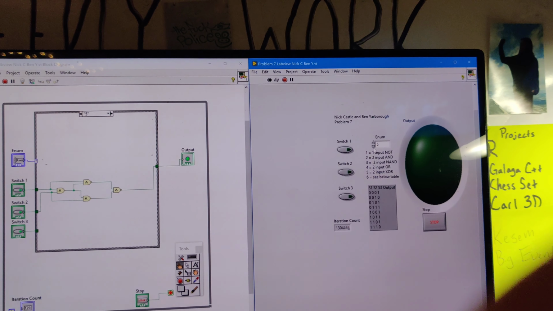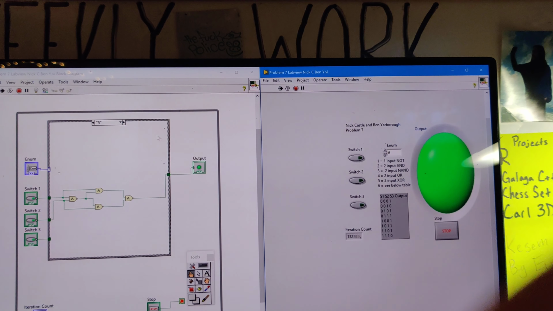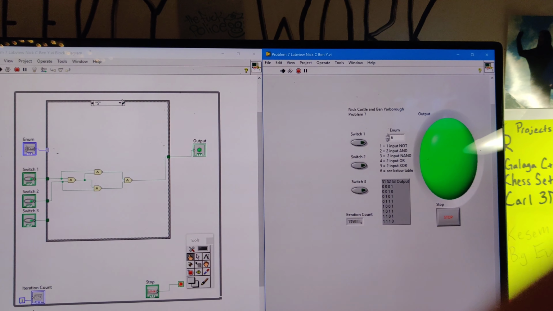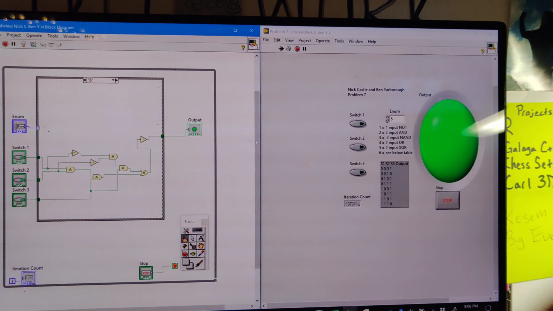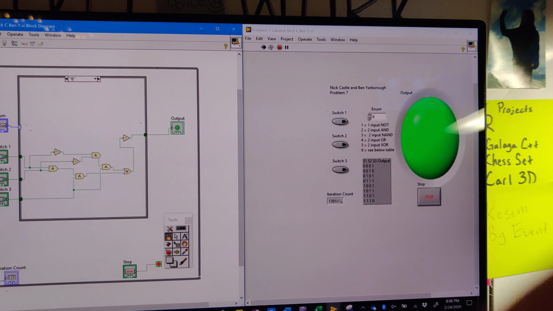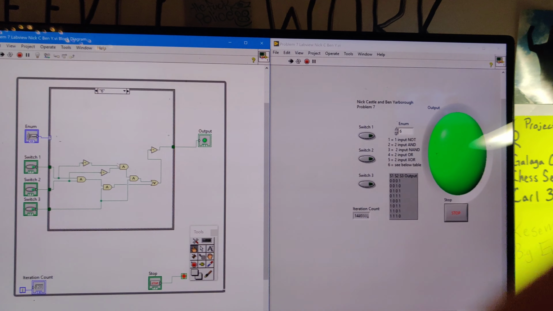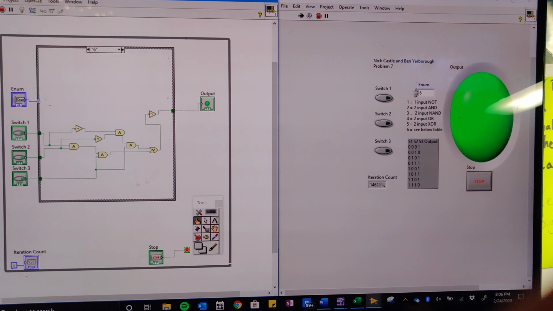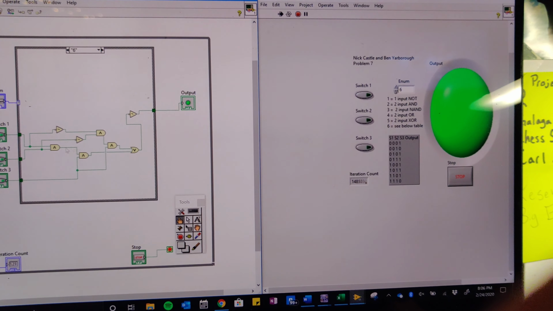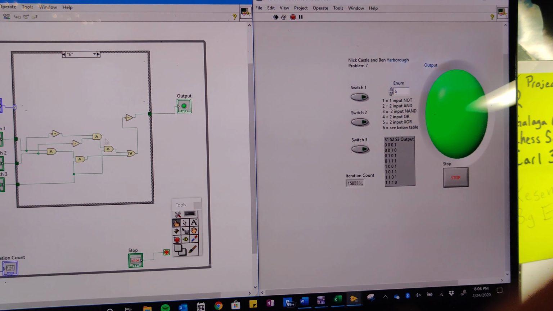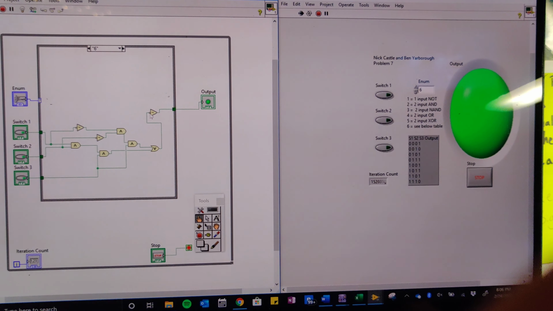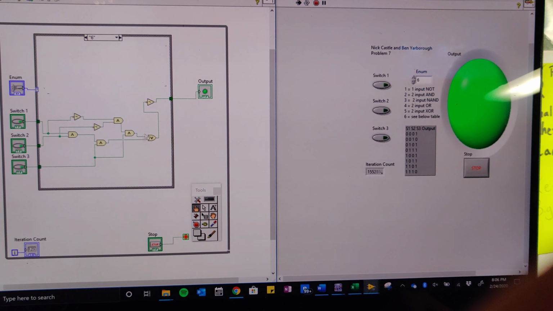And then for problem 6, this is the one constructed using the table here below the enum input. You can see the diagram over here. It's got 4 AND gates, 3 NOT gates, and an OR gate right here.